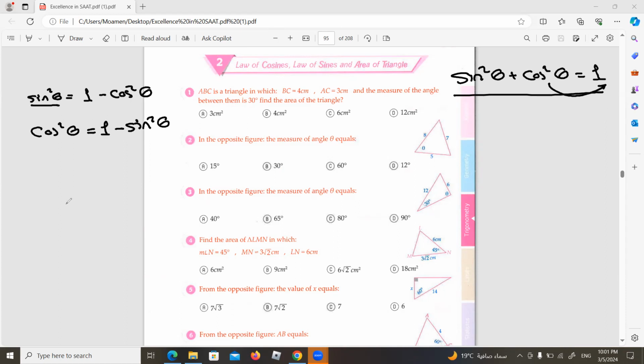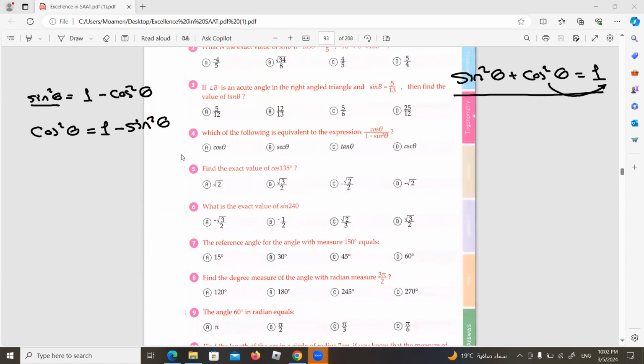Okay? By this rule, we can solve number 4. Which of the following is equivalent to the expression? Pay attention. You told me if I find 1 minus sine squared, it's equal to cosine squared, and 1 minus cosine squared is equal to sine squared. So in this expression I have sine theta up, so I just write cosine theta as it is, and down I have 1 minus cosine squared.